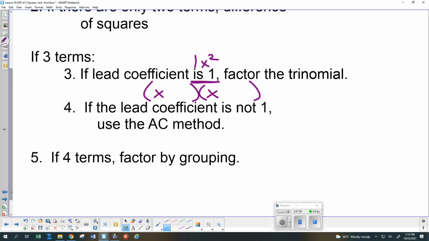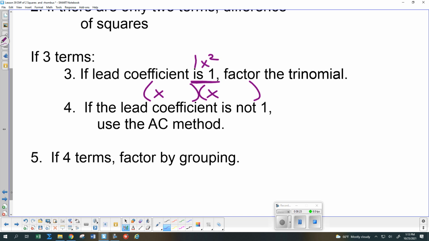If they start out with four terms, see if you can do a GCF at the first two, a GCF at the last two, and get matching parentheses. Because there are a few problems where they don't start with the AC method, but they start you off with four things. And you just see if you can factor by grouping. So any questions on that review? That's what's in your toolbox right now for factoring problems.